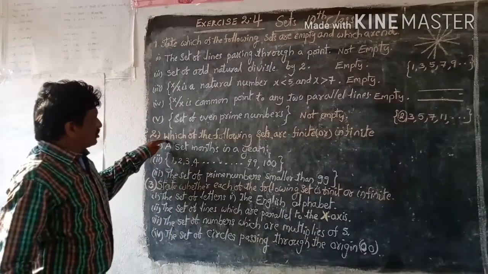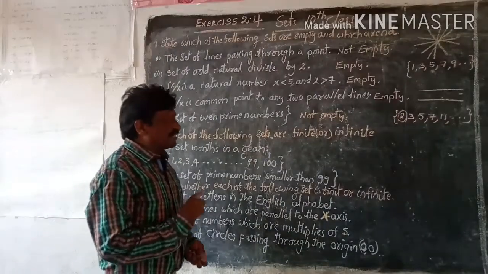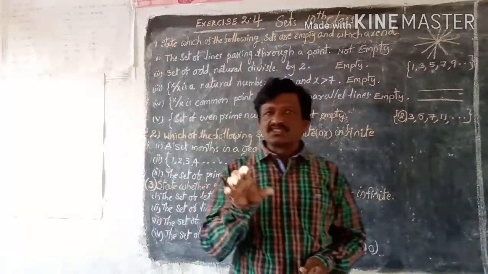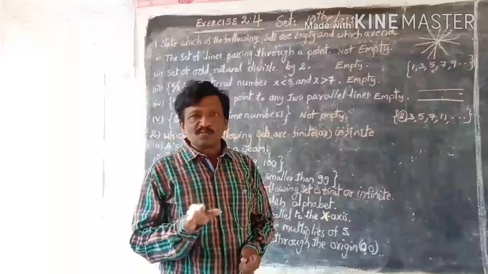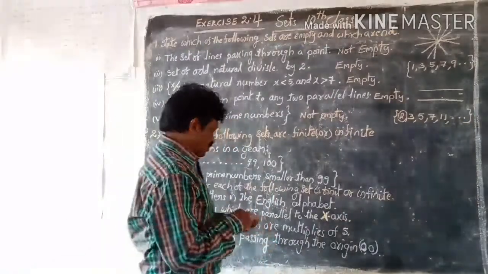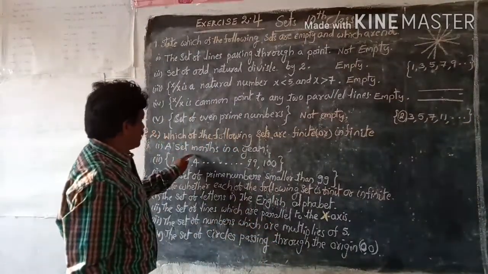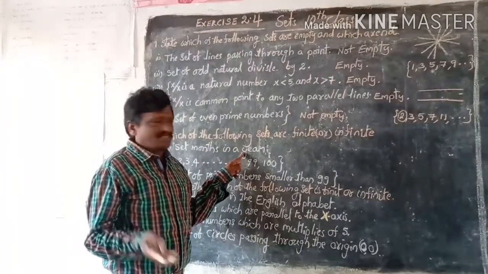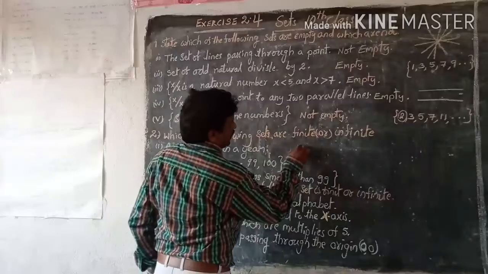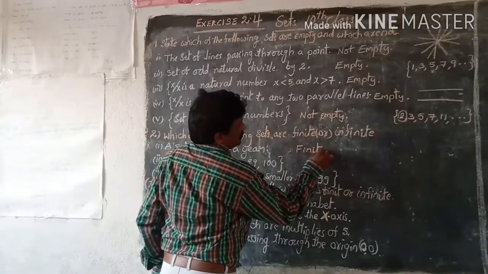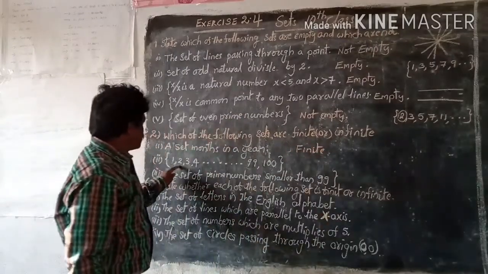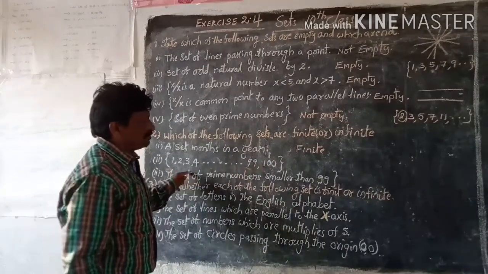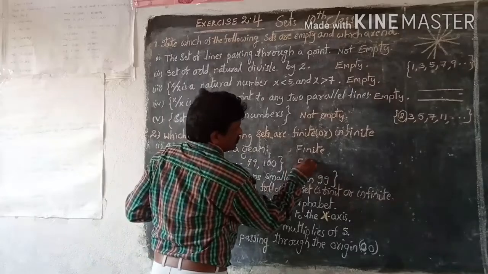Next, which of the following sets are finite or infinite? A countable set is called finite. A set that is not countable is called infinite. Set of months in a year. How many months in a year? 12 months. So it is a finite set. 1, 2, 3, 4, up to 99, 100. It is countable. It is also finite.